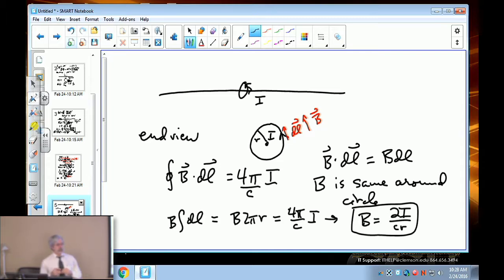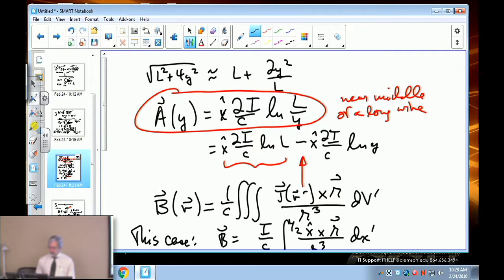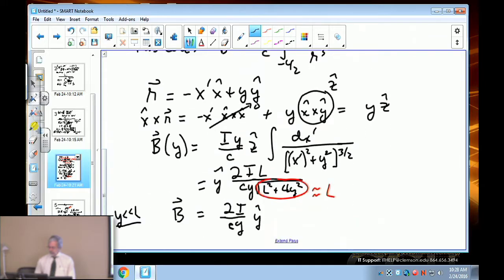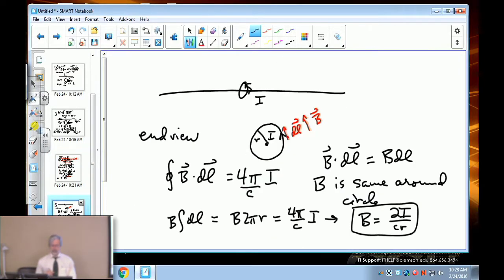which is the result that is analogous to Gauss's law, finding the electric field around a long line charge. So the B field circulates tangentially around the wire and diminishes like 1 over the distance, just like the electric field points radially outward from a line charge but diminishes like 1 over the distance. And that's exactly the result that we got here at the bottom. It's 2I over c times the distance from the wire. So, questions?